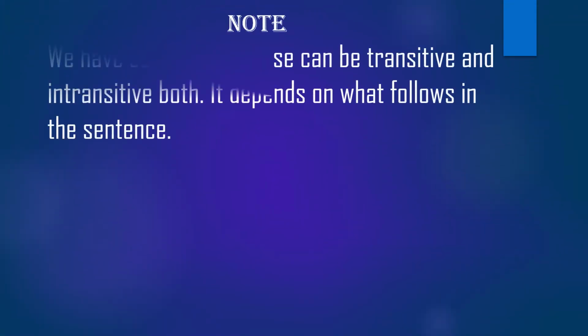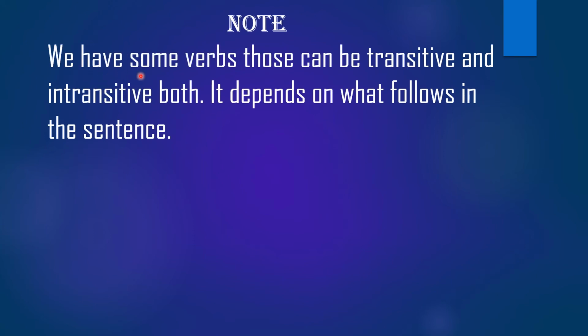Note that we have some verbs that can be transitive and intransitive both. It depends on what follows in the sentence. यानी कुछ वर्ब्स हमारे ऐसे होते हैं जो ट्रांजिटिव और इंट्रांजिटिव दोनों हो सकते हैं, and it depends on what follows in the sentence. यानी ये डिपेंड करता है किस चीज पर, कि उस सेंटेंस में वर्ब के बाद क्या आता है. Now see some examples.